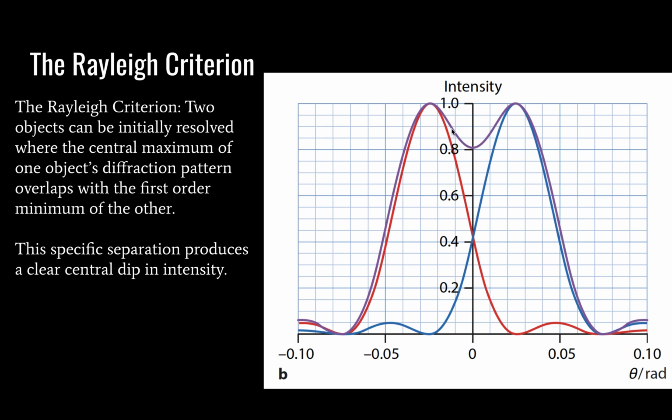So still a clear dip. Note that if we move these guys a little bit closer together, that dip is still going to be there. So the Rayleigh criterion is in fact a little bit arbitrary, and that's okay. We just recognize that it is, and it's better than no criterion, okay?